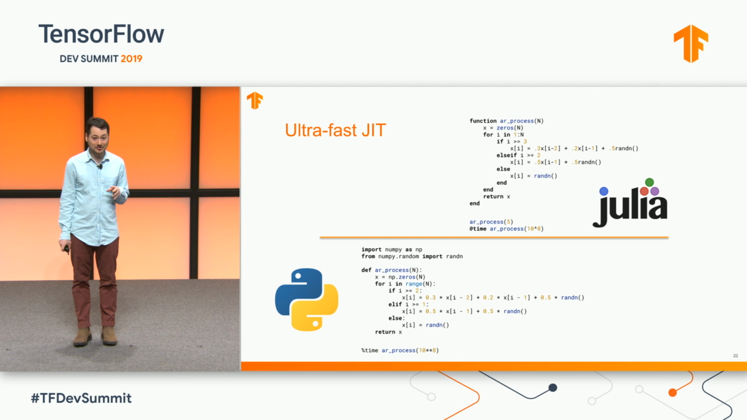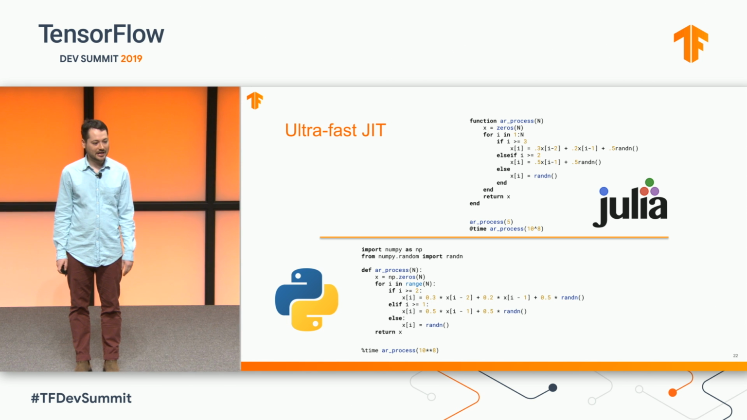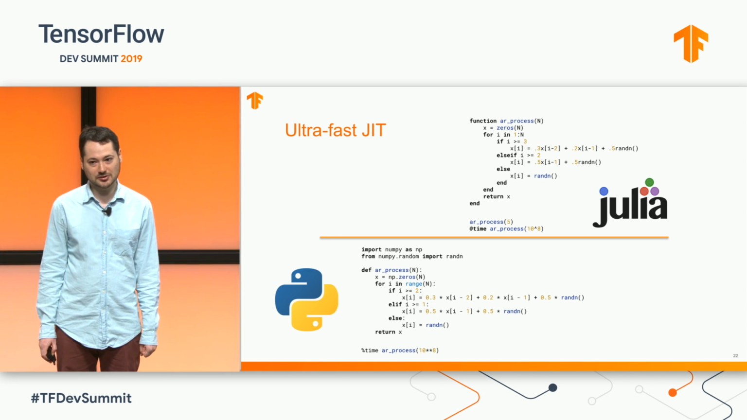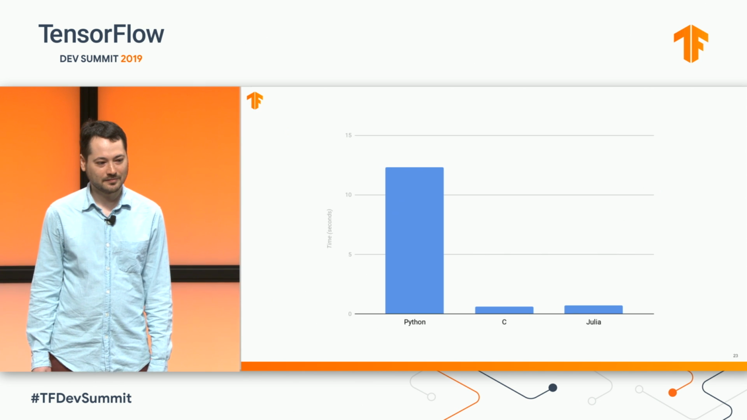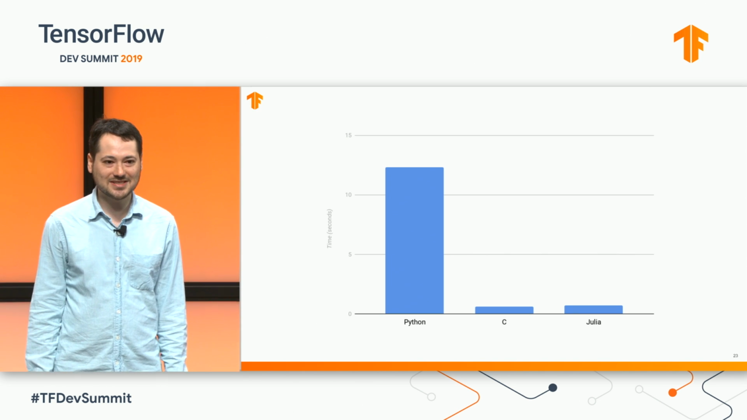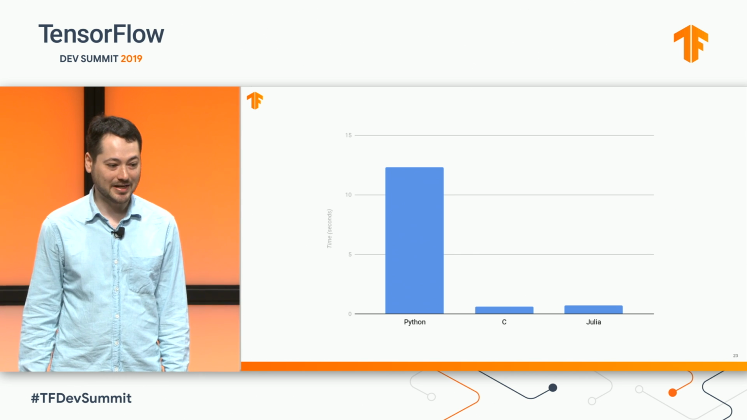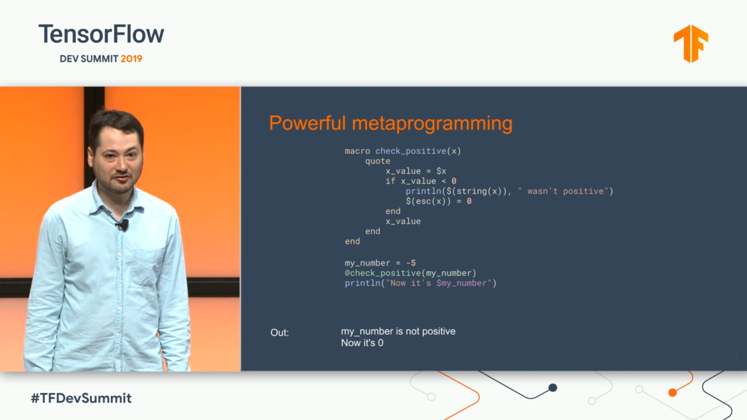For one thing, it's got an ultra-fast just-in-time compiler. So here I'm running an autoregressive process using for loops, which I think is the most natural way to express them. And why don't we just run that for 100 million iterations in Julia and Python? And you can see the syntax looks pretty similar between them. Well, Python takes about 13 seconds. C takes about 0.9 seconds. Julia takes about 0.95 seconds. Not bad.